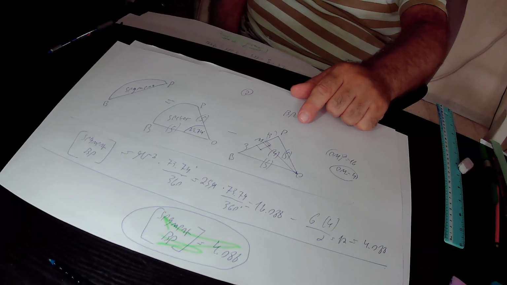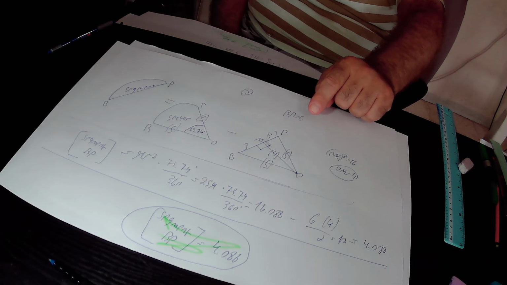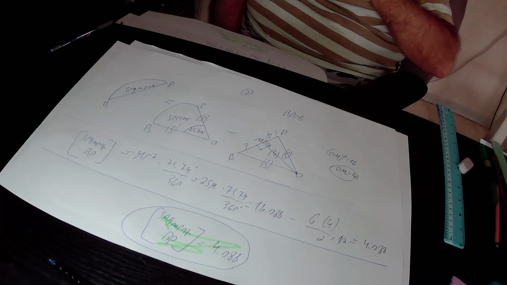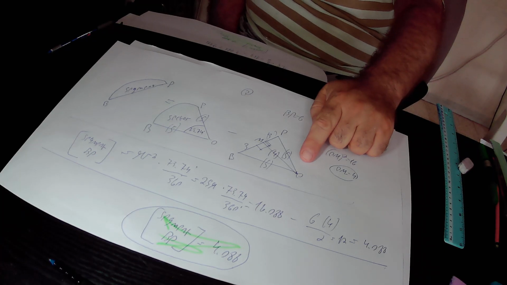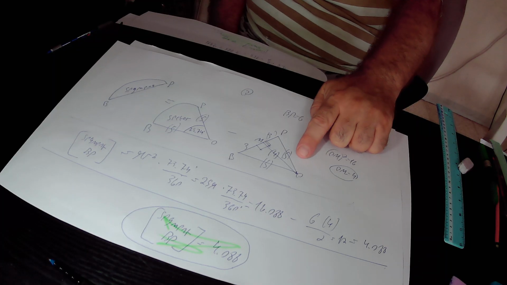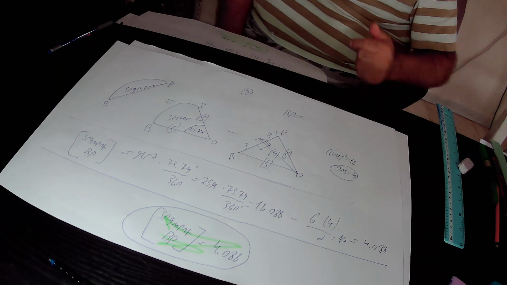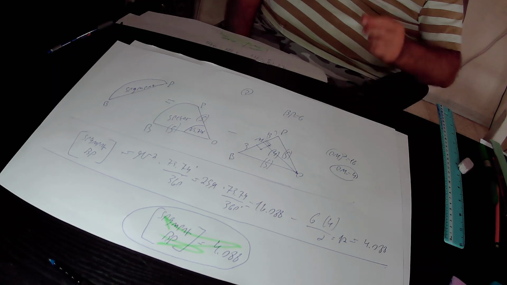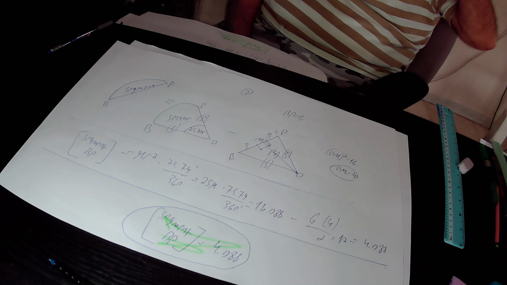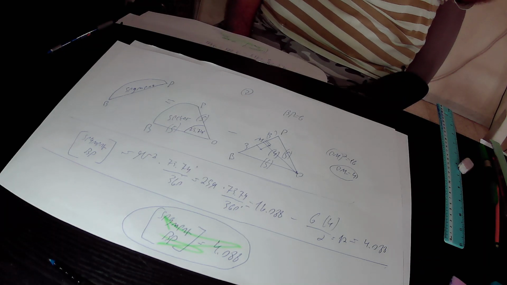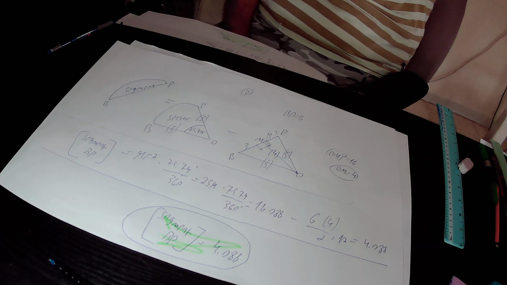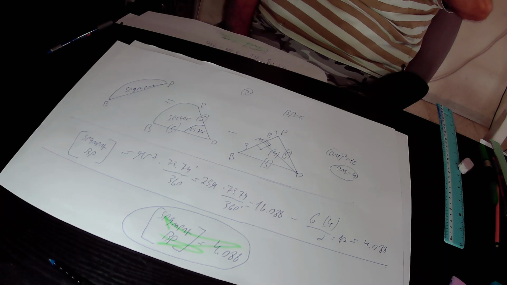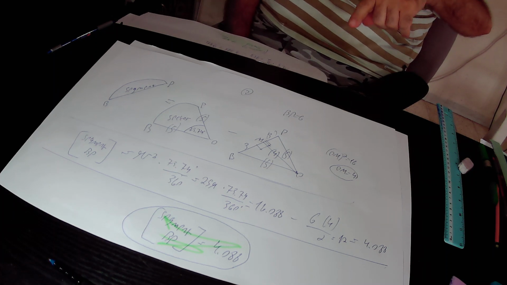This is an isosceles triangle. Why is it an isosceles triangle? Because OP equals OB. So from the vertex O, we draw a perpendicular to the base BP. And we know that when you draw a perpendicular to the base, PB being the base of the isosceles triangle, the perpendicular to the base in any isosceles triangle bisects the base.